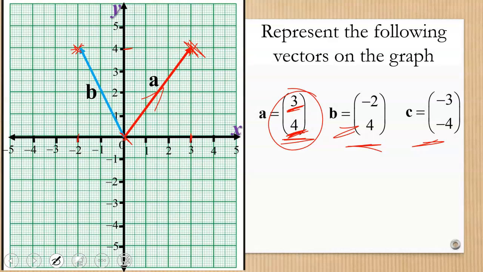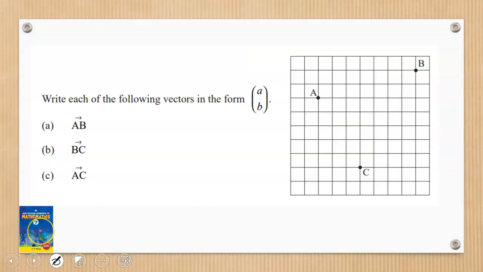Then vector C says -3, -4. So from the x-axis, I'll move -3, then I'll move -4, and that also meets here. So then I join that, and I get my vector represented graphically. Right. Now let's look at something again here. It says write each of the following vectors in the form (a, b). Now we've learned how to represent vector using the graph.